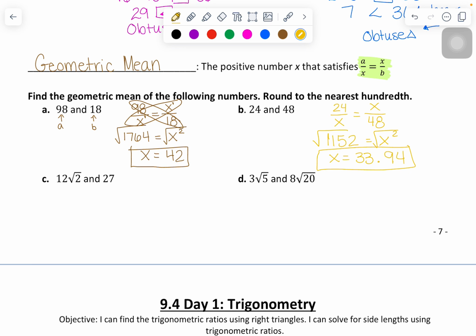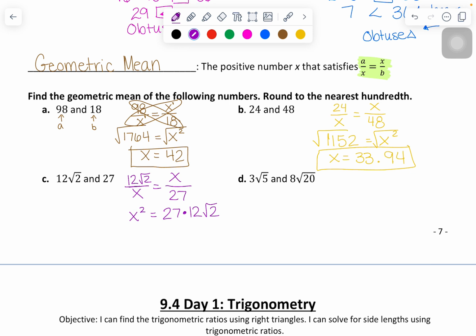Sometimes the numbers that you're looking for the geometric means of are not pretty. Like C and D have some ugly numbers. And that's okay. When you have ugly numbers, it doesn't change your process. X goes there. X goes there. 12 square root of 2 goes here. 27 goes here. Now the x times the x, that's the easy part. That's x squared. On the other side, I've got the 27 getting multiplied by the 12 square root of 2.